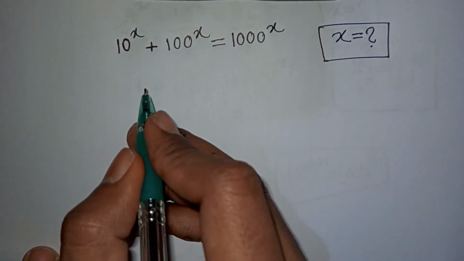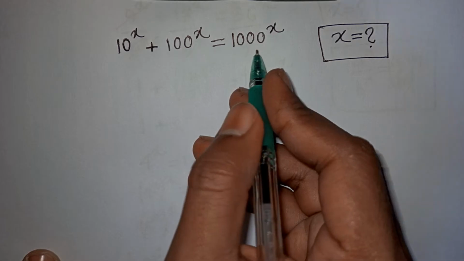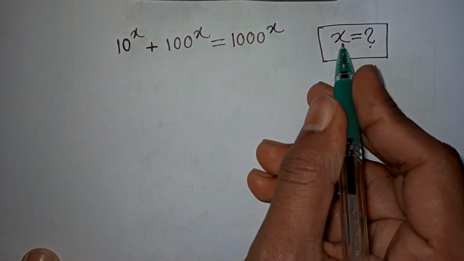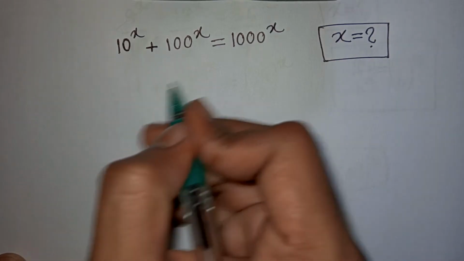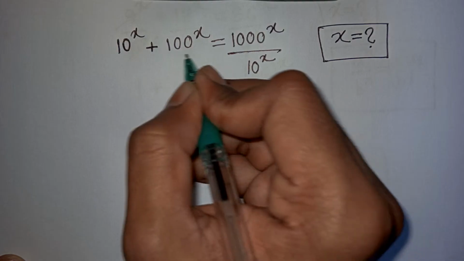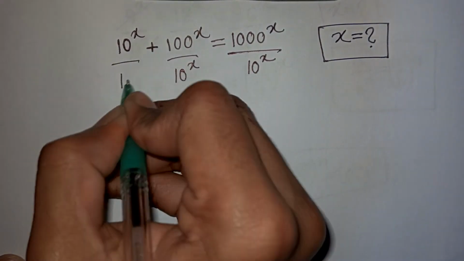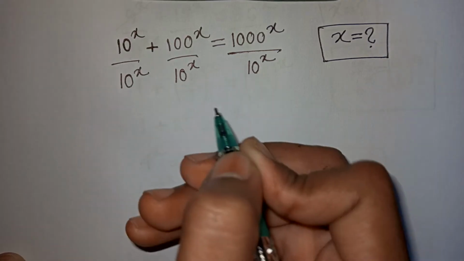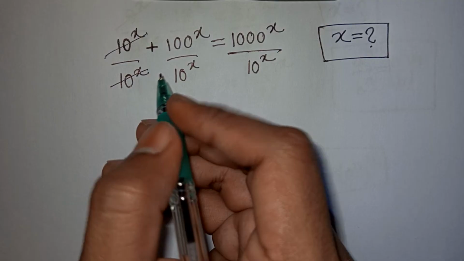How to solve this exponential equation: 10^x + 100^x = 1000^x. Find the value of x. At first, we divide by 10^x on both sides. So, 10^x divided by 10^x, 100^x divided by 10^x, and 1000^x divided by 10^x. Now, this 10^x will be cancelled.